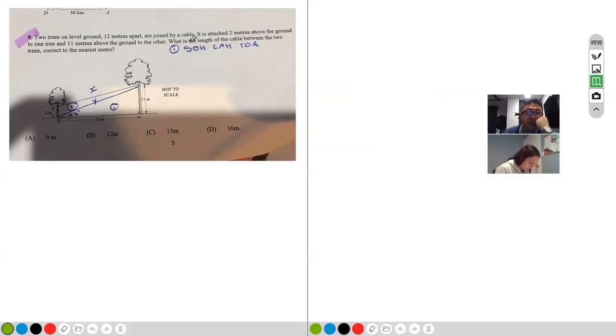Are joined by a cable. It is attached 2 meters above the ground to one tree, and 11 meters above the ground to the other. What is the length of the cable between the two trees?